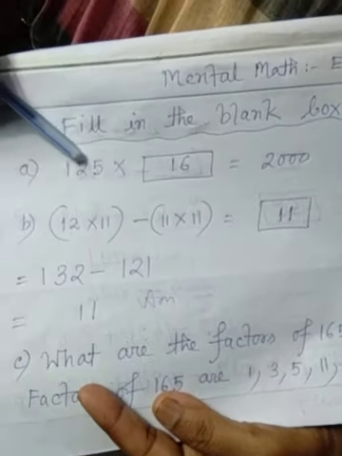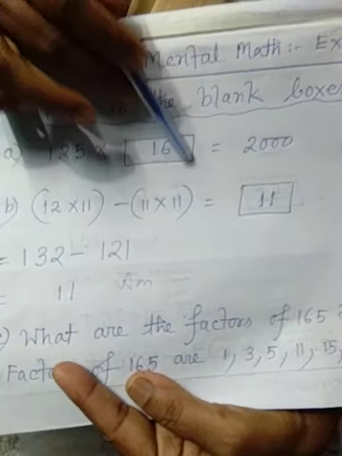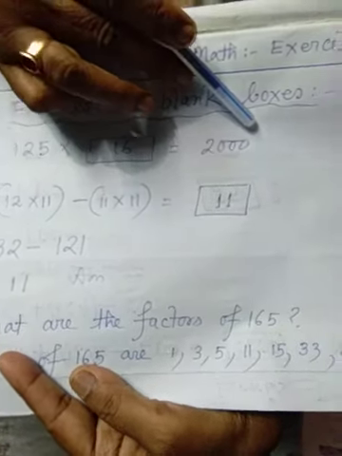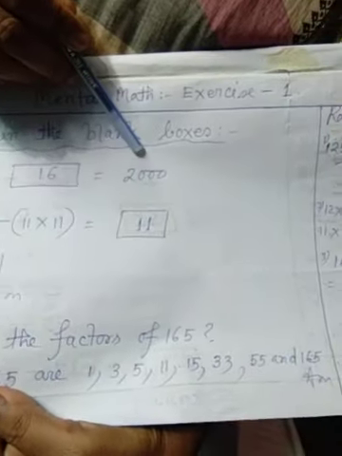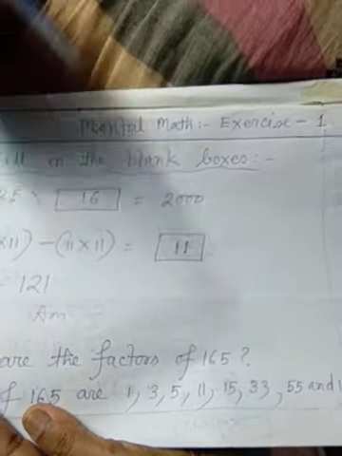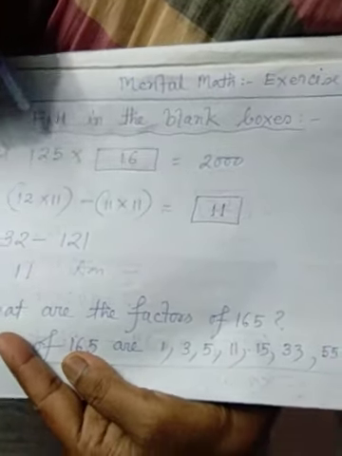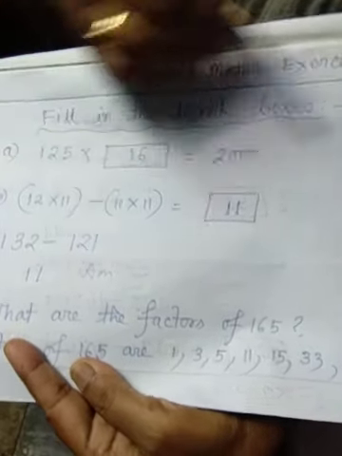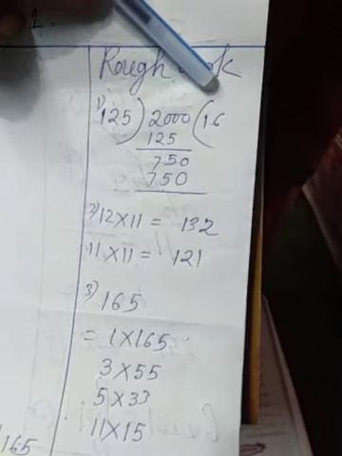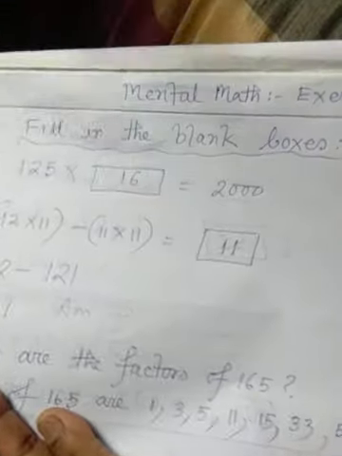A. 125 into box equal to 2000. The right hand side number is given, but the box you would write. So the right hand side into sign becomes divide. So 2000 divided by 125 is 16. So you put 16. Okay.